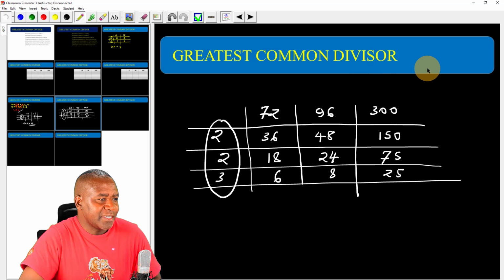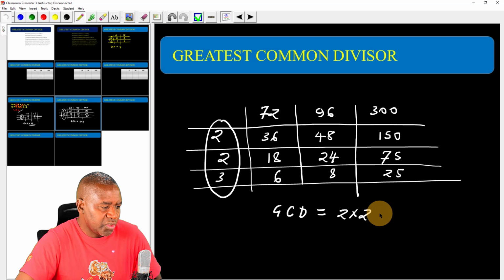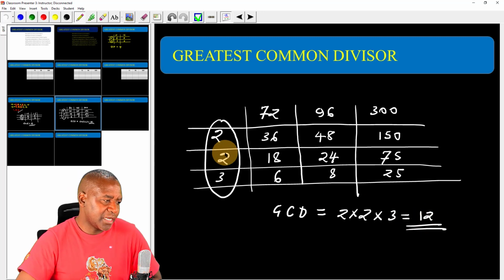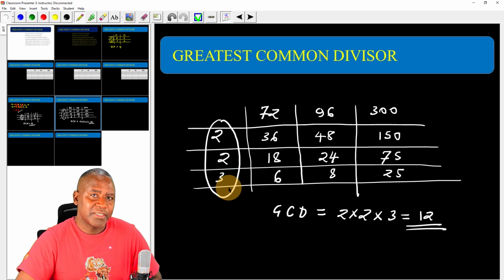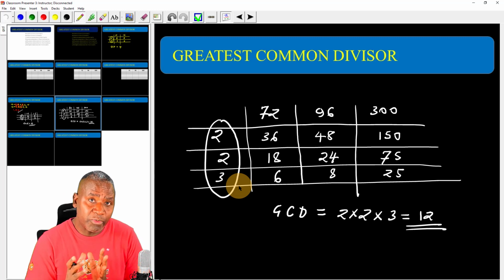So to get the greatest common divisor of these three numbers, it will be 2 times 2, which is 4, times 3, which is 12. So 12 is the greatest common divisor of these three numbers. And that is all you need to do. You just need to understand the meaning of the greatest common divisor.